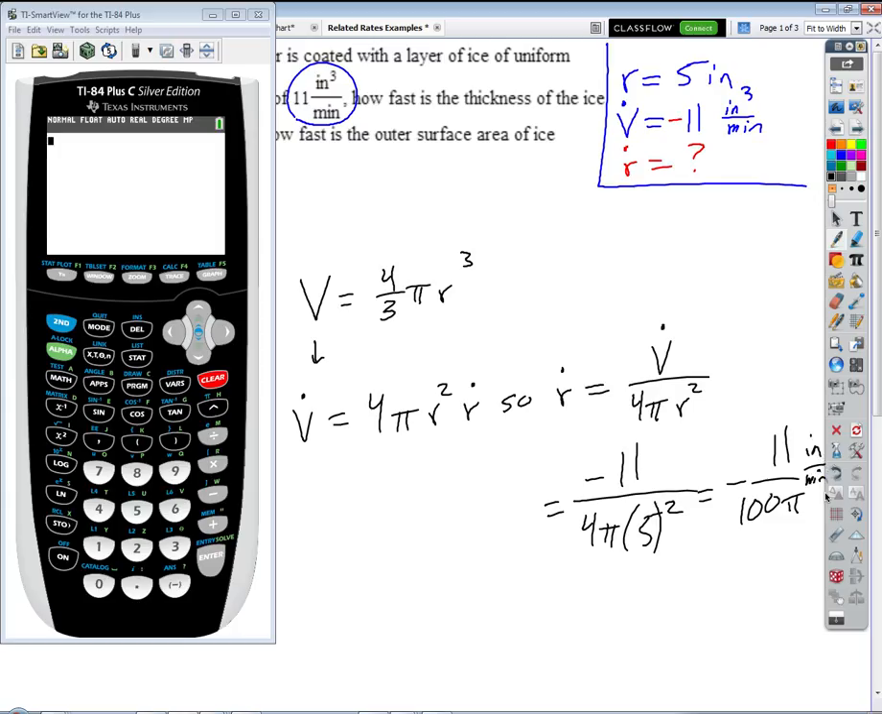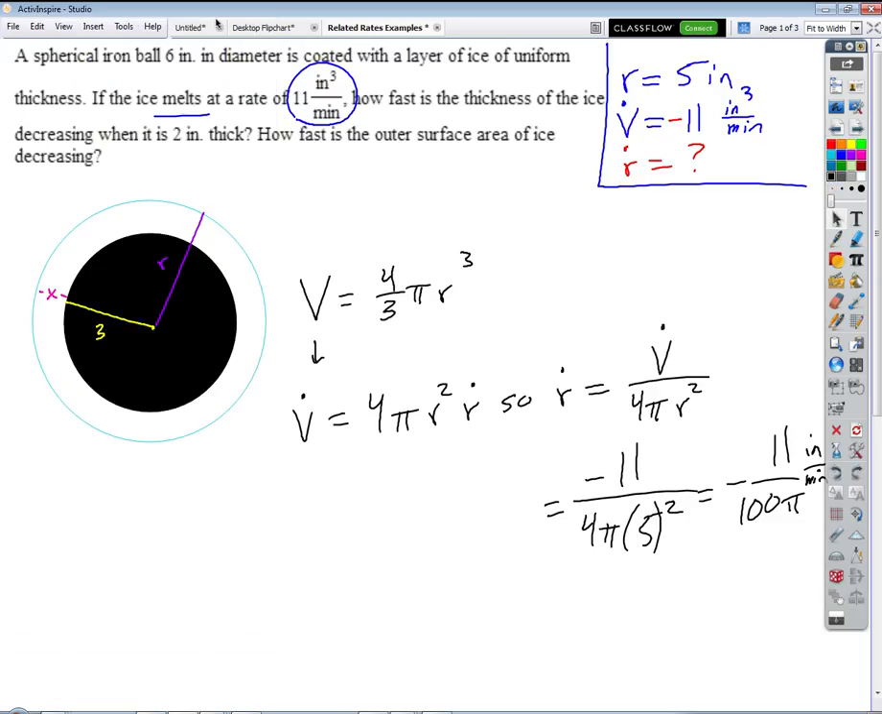Okay, but we got to be a little careful. We have to interpret this answer now. It says, how fast is the thickness of the ice decreasing? So we ignore the negative, because it already told us that it's getting smaller. It says, how fast is it getting smaller, in other words? Is it decreasing, right? So we just want the magnitude, and that's going to be that. If they want it as a decimal, obviously just put it in your calculator. No big deal. Would it mark it as wrong if we put it in as a negative? Yeah, it would.